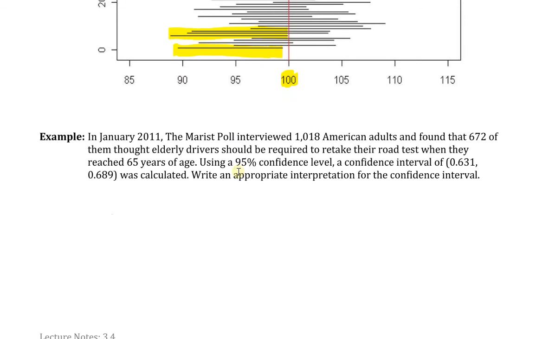Let's look at an example. In January of 2011, the Marist poll interviewed 1,018 American adults and found that 672 of them thought elderly drivers should be required to retake their road test when they reached 65 years of age. Using a 95% confidence level, a confidence interval was constructed. Write an appropriate interpretation for the confidence interval.